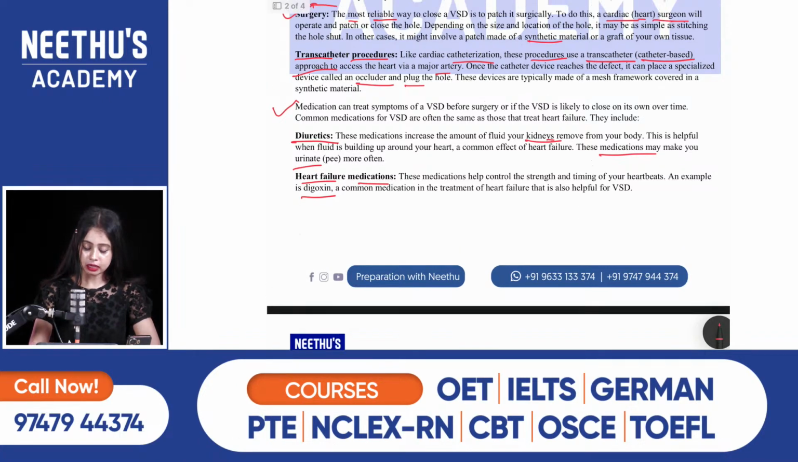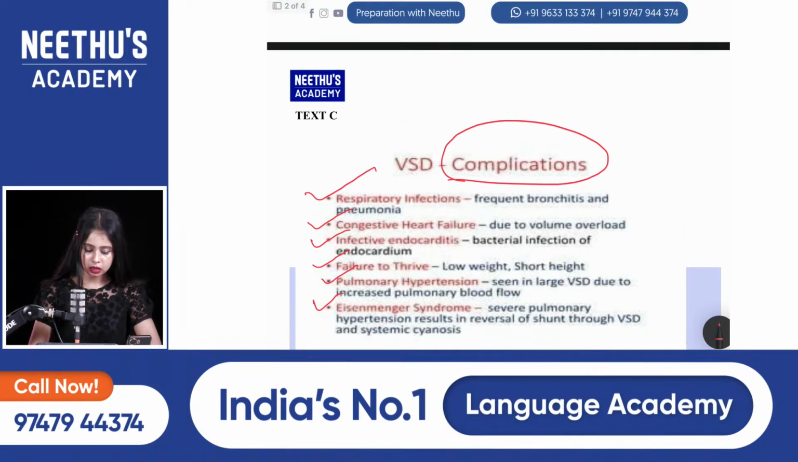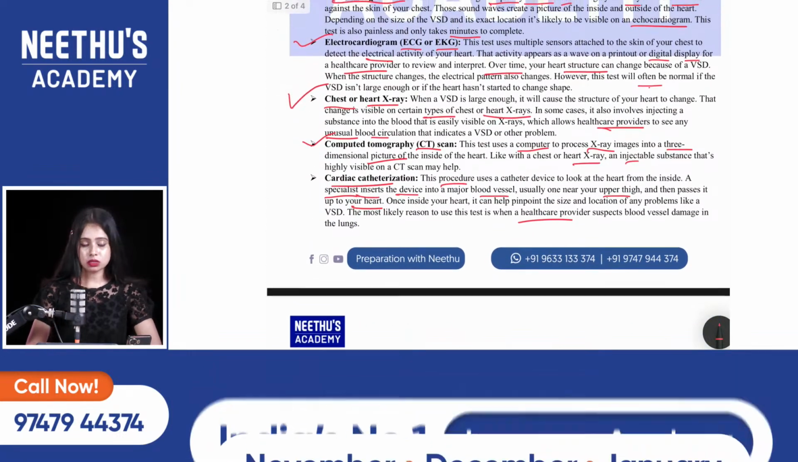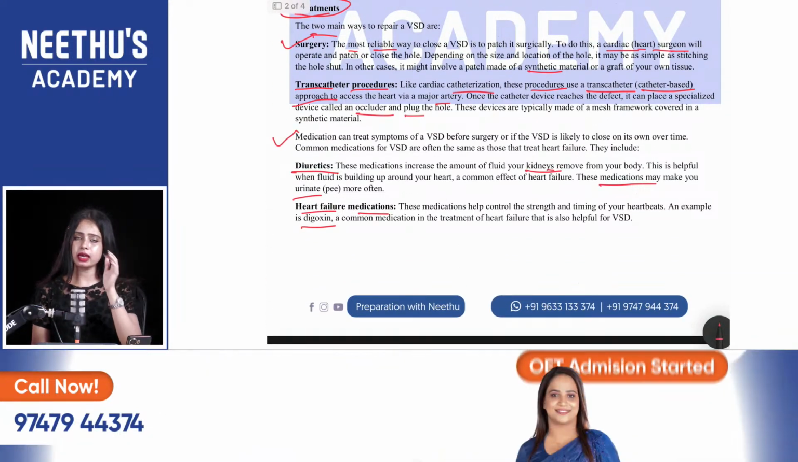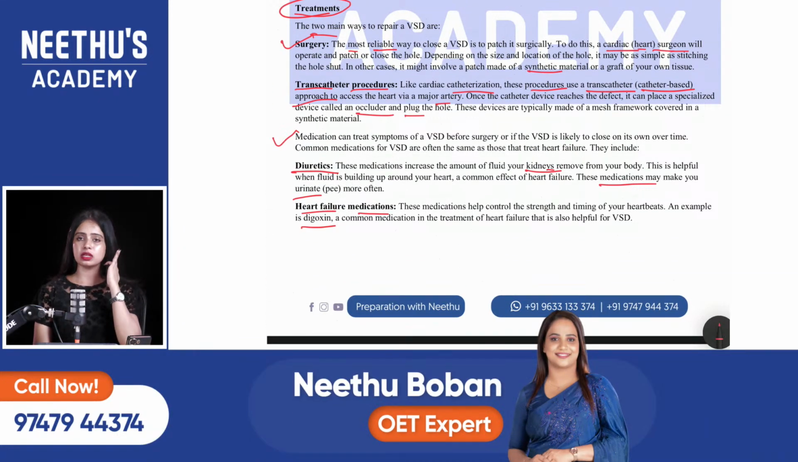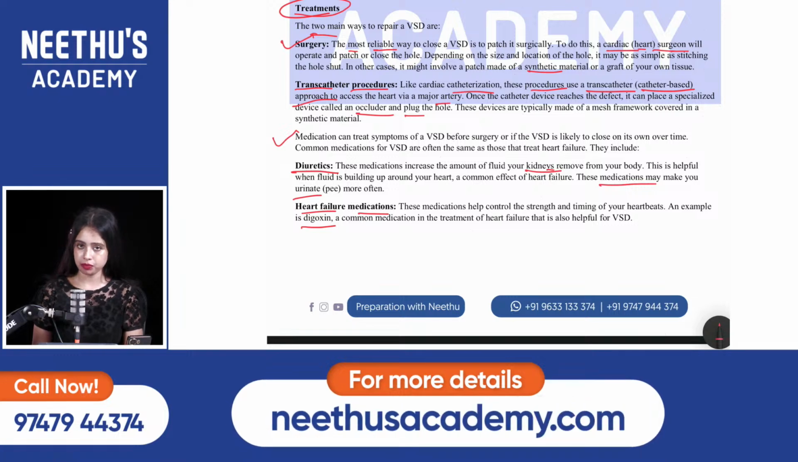Okay, so these are my keywords from each of the texts. Clear? So that's that. See, a lot of markings. So I'm very sure these keywords, which I've already underlined, will definitely help me to find out my answers. Let's see.